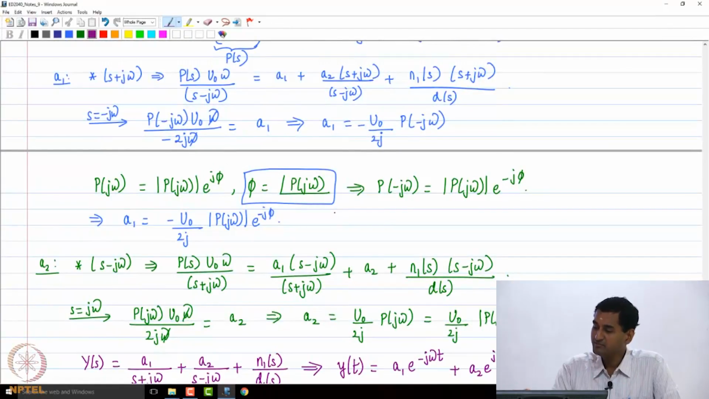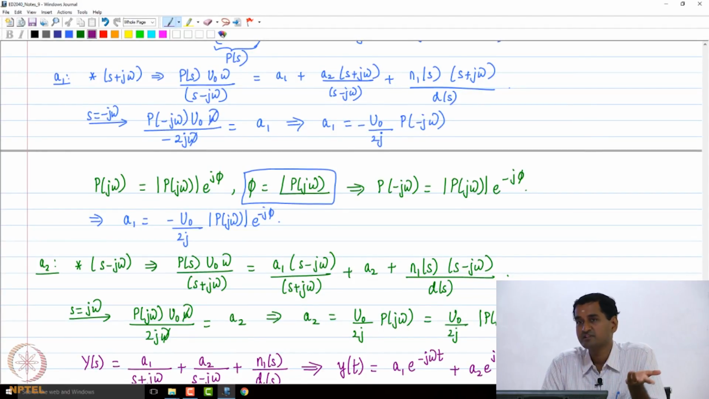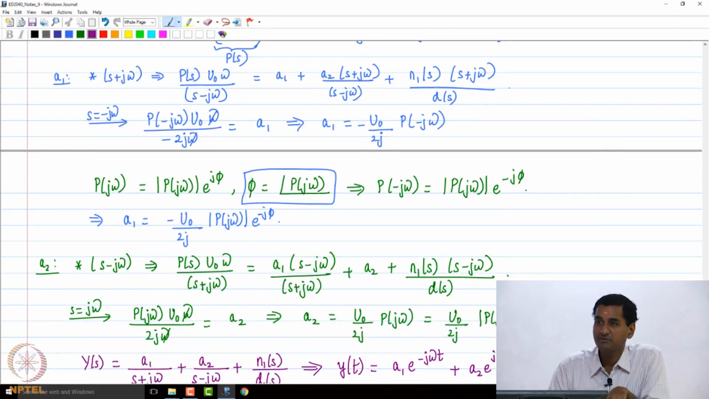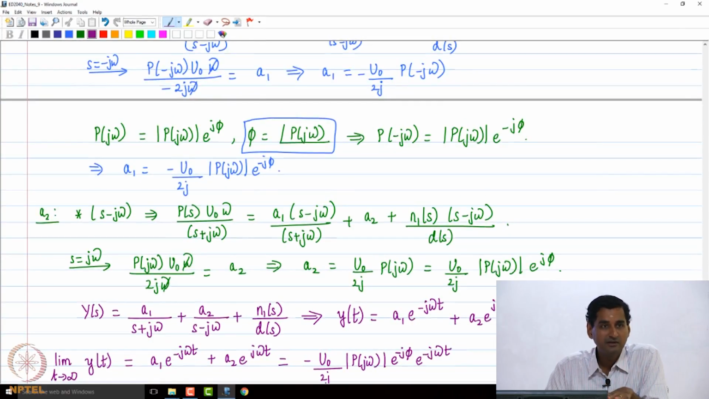P of minus j omega is the magnitude of P(j omega) times e^(-j phi). The magnitude is the same, right? Because P(minus j omega) will be the magnitude of P(minus j omega) times e^(-j phi), but the magnitudes remain the same. It doesn't matter whether it's P(j omega) or P(minus j omega). That's how we got the magnitude of P(j omega) to be common.